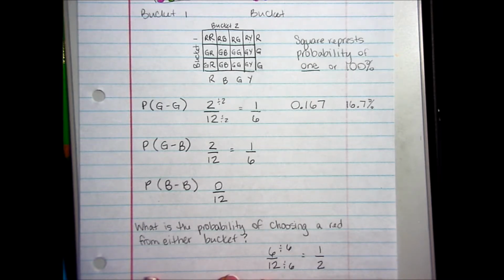What percentage is 1 out of 2? 50%. Are those good odds? Yeah. If you're playing a game at a carnival and you have a 50% chance of winning, that's pretty good odds for a carnival game. So that would be one that you would want to pick maybe.